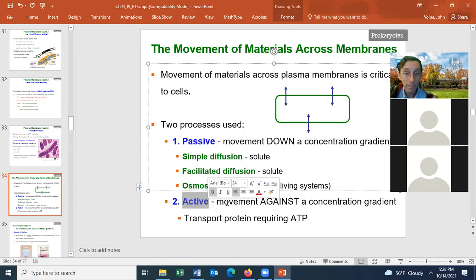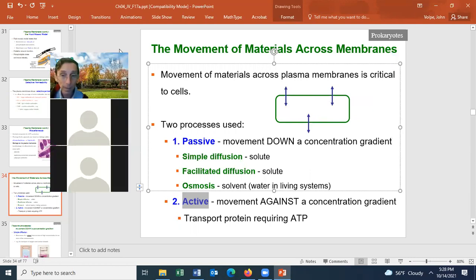The energy is required for an active process because the molecule is moved against its concentration gradient, meaning if it's moved into the cell, then there would be more molecules in the cell than are outside the cell. And the cell is pumping the molecule from an area of low concentration, moving it to an area of high concentration. And that requires energy to do that. It also requires a protein to pump it. We'll talk about that in a little bit.